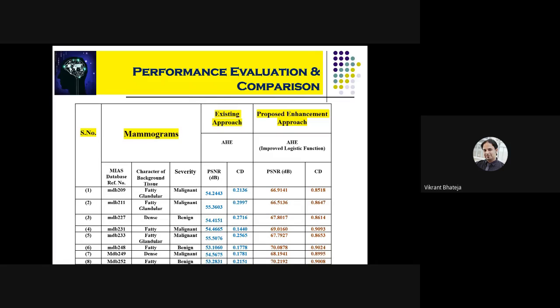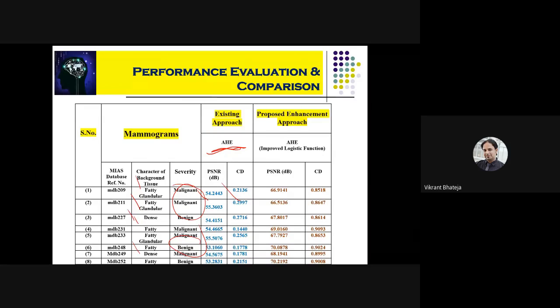You see that testing has been shown on different types of mammograms. That means all types of mammogram images are being tested, be it fatty, fatty glandular, or dense. We have taken a few images that are malignant and a few that are benign also. For these images, we have applied the conventional adaptive histogram equalization algorithm. This is the value of PSNR in decibels and this is the value of the difference in the contrast.